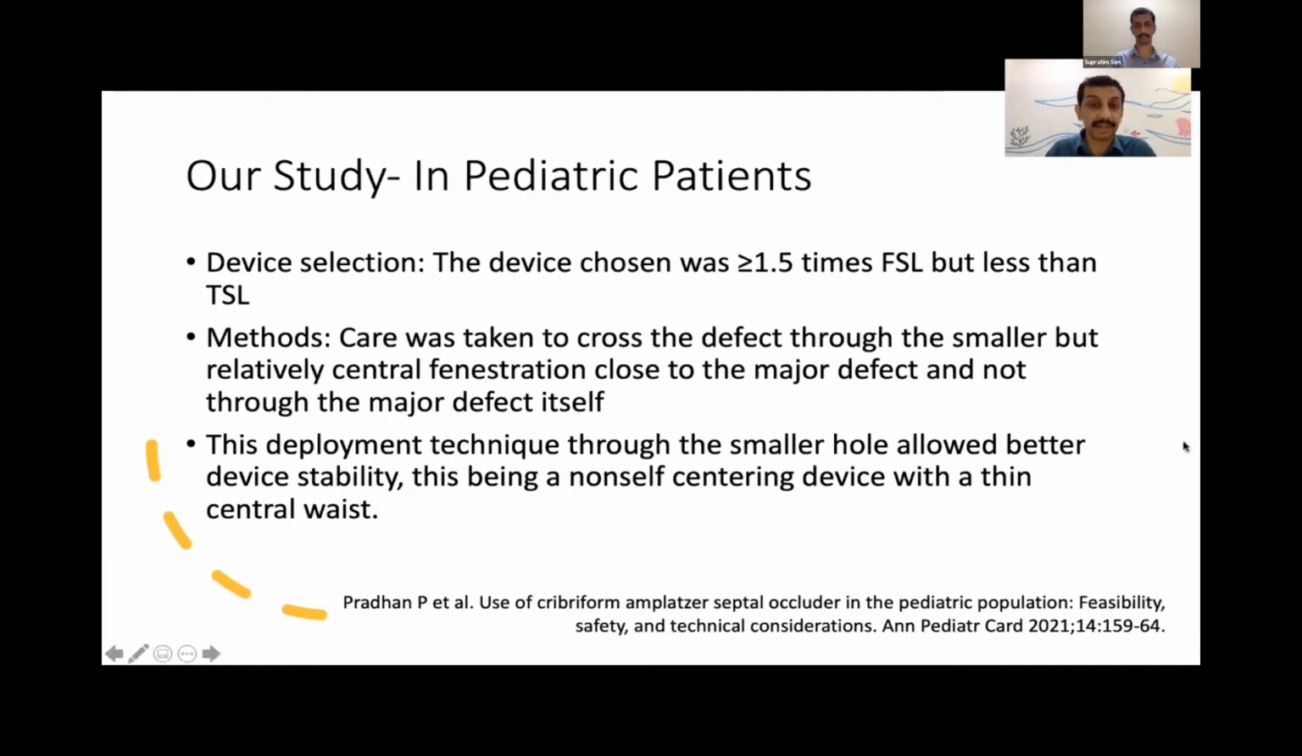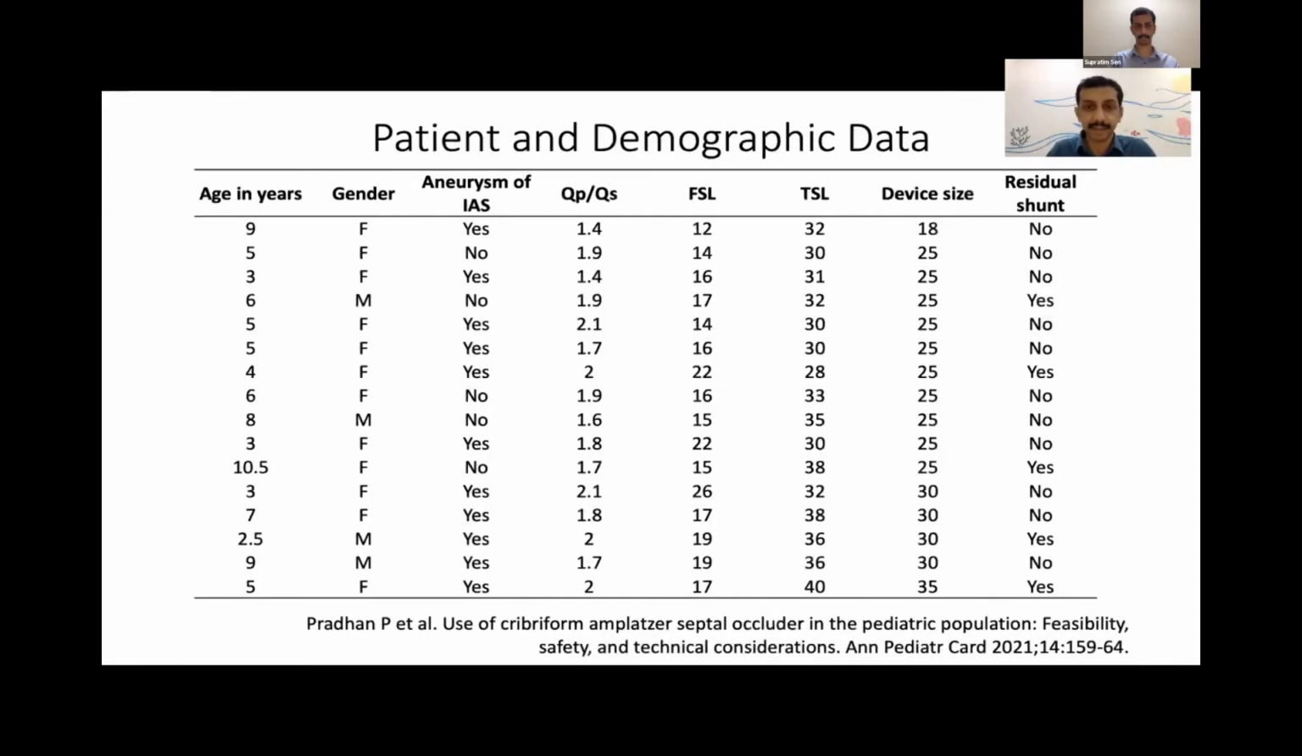With this deviation from the standard recommendation, we felt that with the smaller hole, we could offer better device stability, as this is a non-self-centering device with a thin central waist. This is our cohort. So we used the 18 mm device in one patient, 25 mm devices were used in 10 patients, 30 mm devices in 4, and 35 mm device in 1 patient.